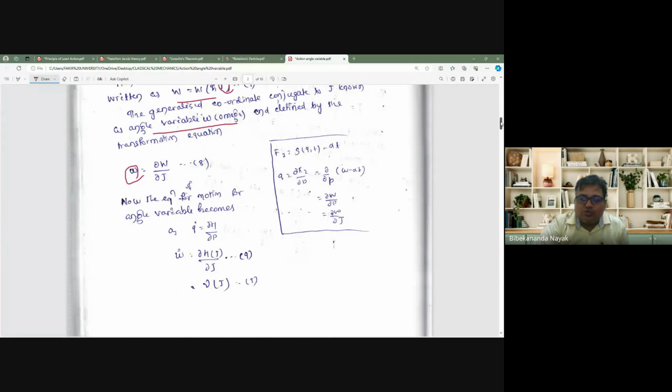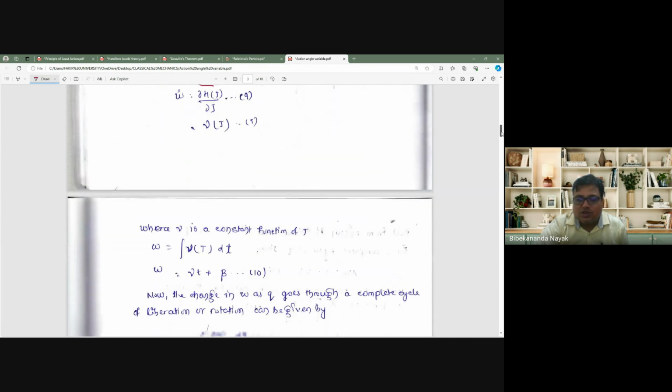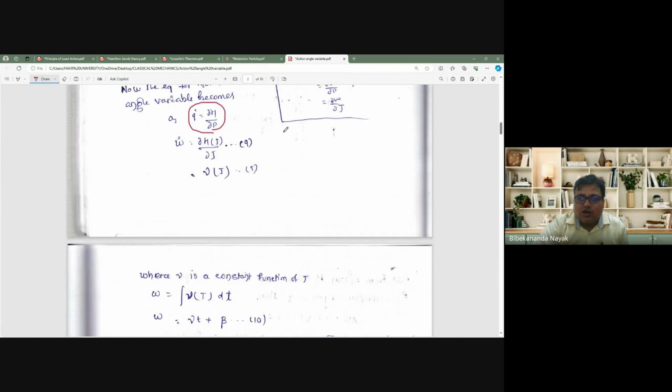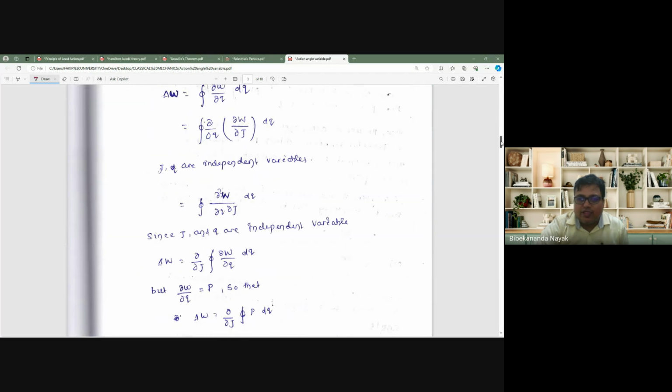Now the equation of motion can be written. We know from Hamilton that Q dot is del H by del P. So omega is playing the role of Q, since J is the momentum. So omega dot will be del H by del J, which is also written as nu, the frequency. So omega dot is nu, and omega will be nu t plus beta.